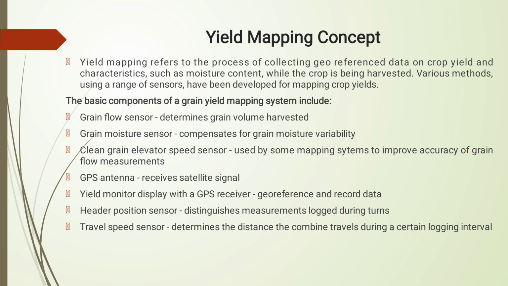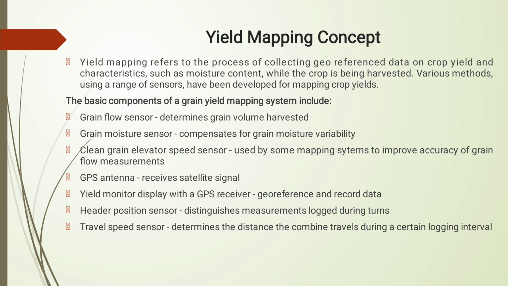Unit 1: Yield Mapping Concept. Yield mapping is the process of collecting georeferenced data on crop yield and characteristics, such as moisture content, while the crop is being harvested. Various methods are used. A range of sensors have been developed for mapping crop yield.